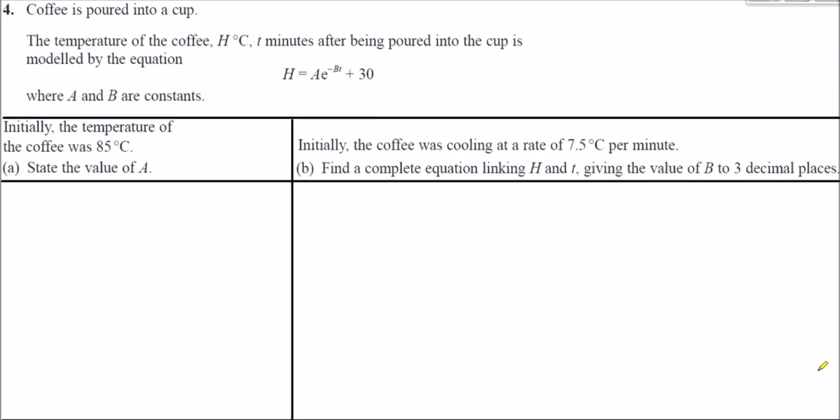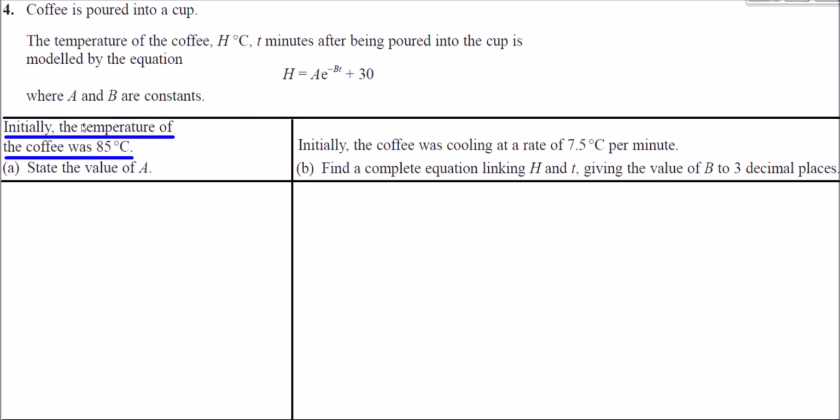Question 14. Coffee is being poured into a cup. So, what about this coffee? Well, the temperature of the coffee, H, guessing capital H because it's hot, H degrees Celsius, 2 minutes after being poured into the cup, is modelled by this equation here, given as an exponential. A and B are constants we need to find. We're told that initially the temperature of the coffee was 85 degrees Celsius. Based on that, we need to find the value of constant A.